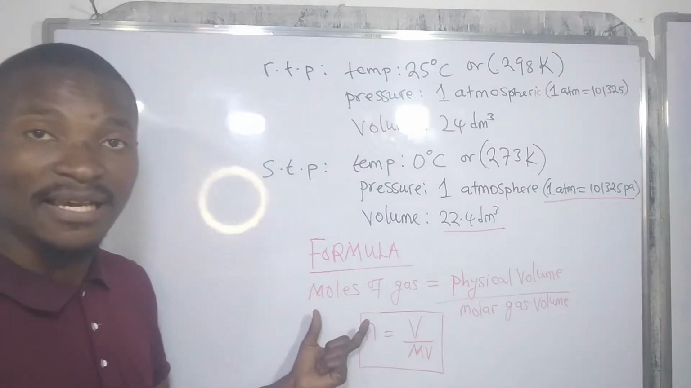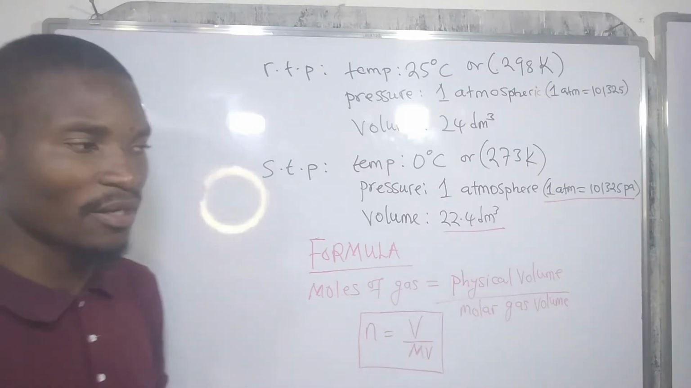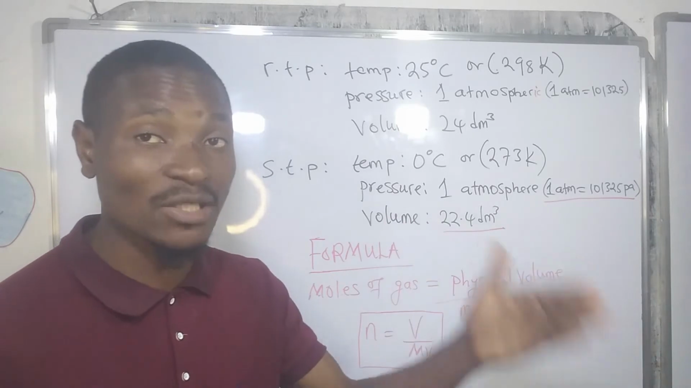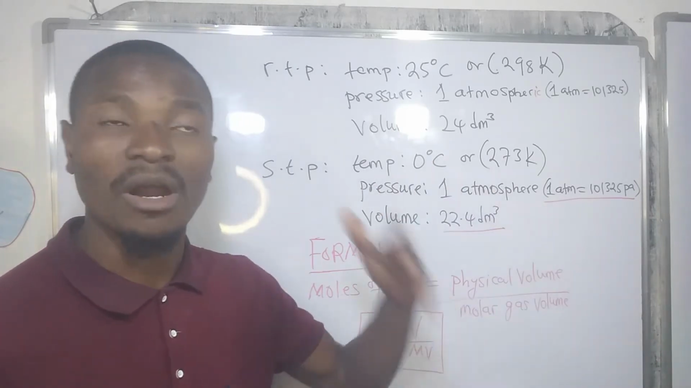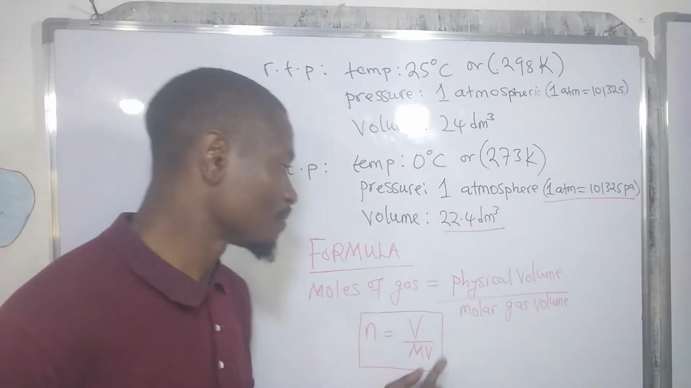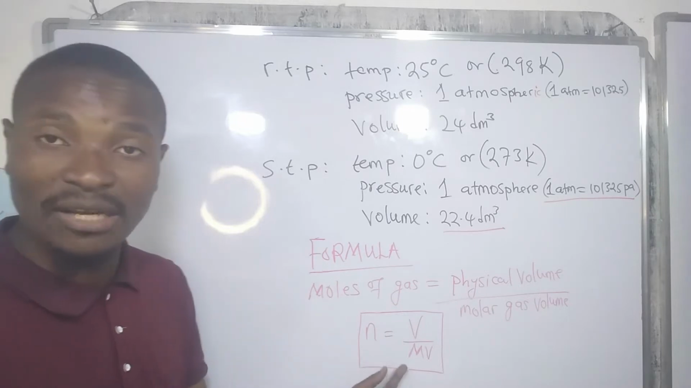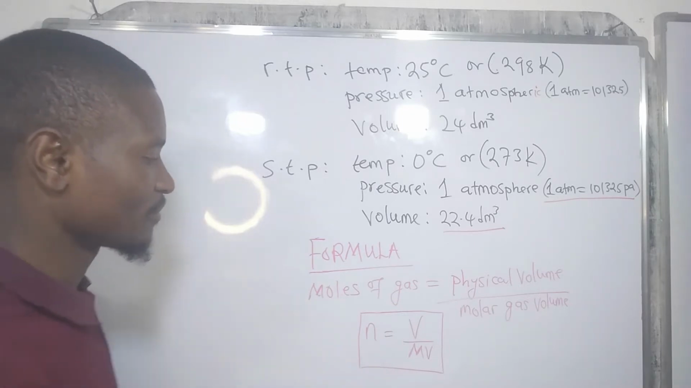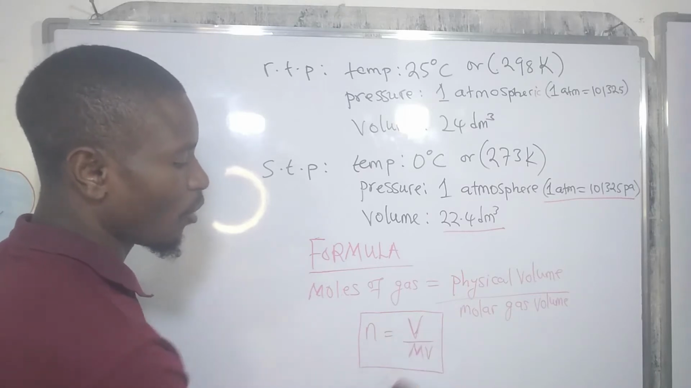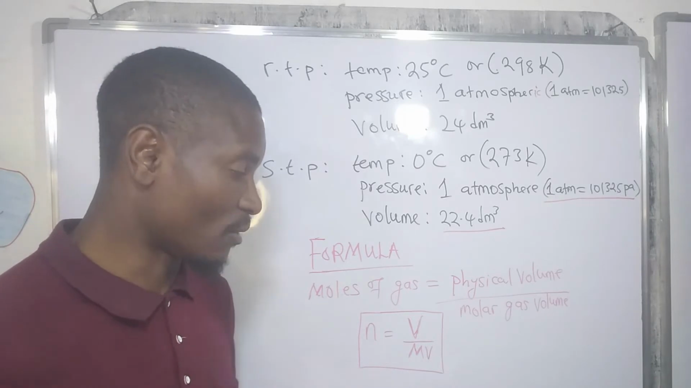So the formula says that moles of the gas equals the physical volume. The physical volume is how much space that gas will occupy in a particular room or at any place in this world. And then the molar gas volume, which I've talked about, so the number of moles equals the volume over the molar volume, which you can just say over MV, molar volume.